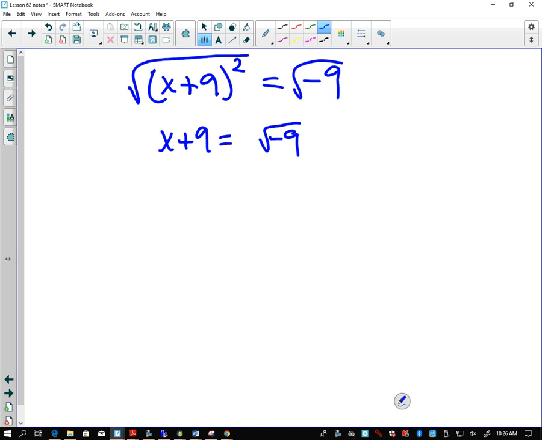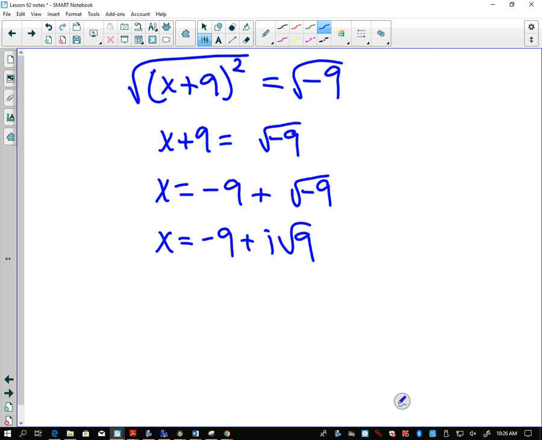Now what would you do? Let's go ahead and get everything over on the other side first. So I'm getting x equals negative 9 plus the square root of negative 9, right? We'll see if I'm right. I could be wrong about all this. So that's going to give me negative 9 plus what? Okay, so I can take what out of that? i, and that's going to leave me with the square root of 9 now, right? What's the square root of 9? 3, so I can write that as 3i.